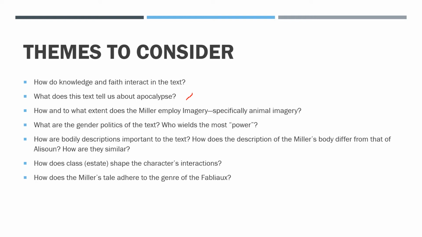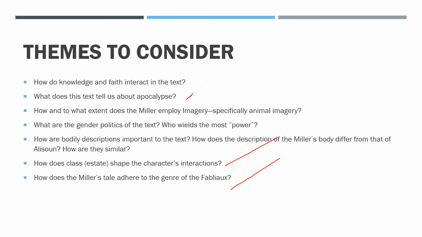How are bodily descriptions important to the text? How does the description of the Miller's body differ from that of Alison? How are they similar? How does class, estate shape the characters' interactions? And how does the Miller's Tale adhere to the genre of the fabliau? How is this a dirty story? Is it a dirty story? It is. I'm just going to spoil that for you.